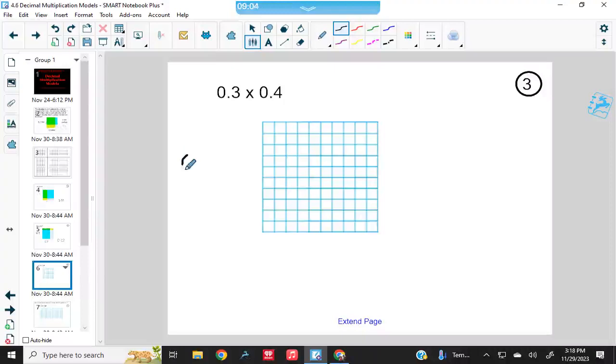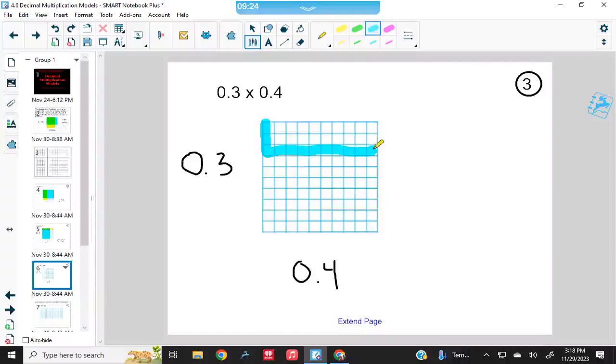So I have 0 and 3/10. And I have 0 and 4/10. So I'm going to go back to my highlighter. 1, 2, 3. We go across like this. And then I have 0 and 4/10. So 1, 2, 3, 4. We're going to come up here like this.